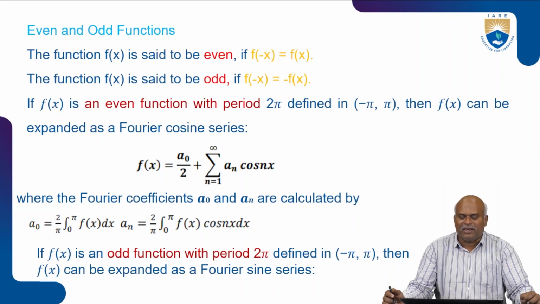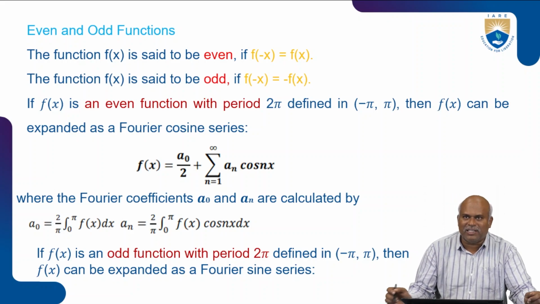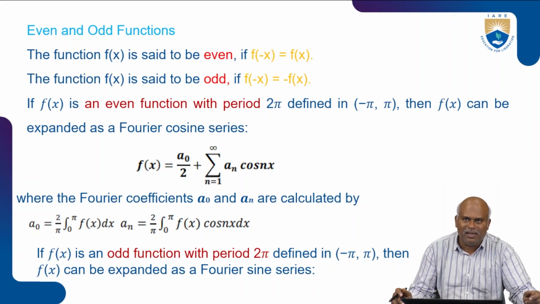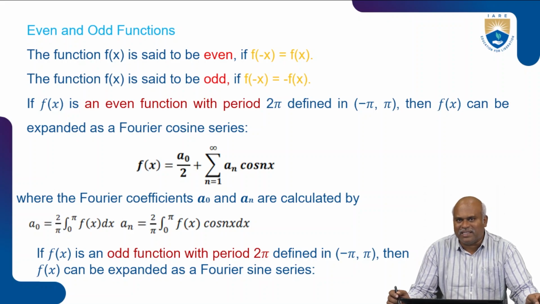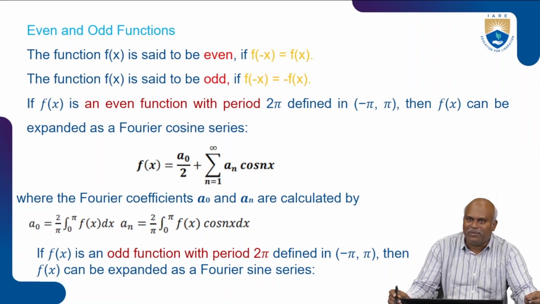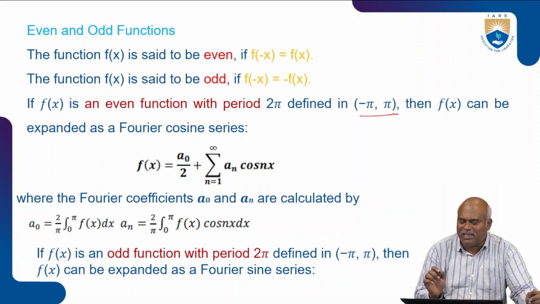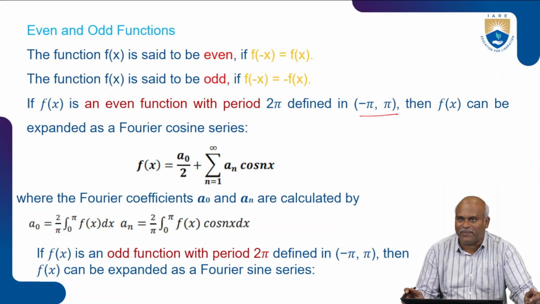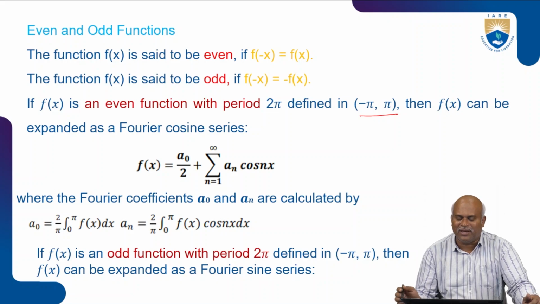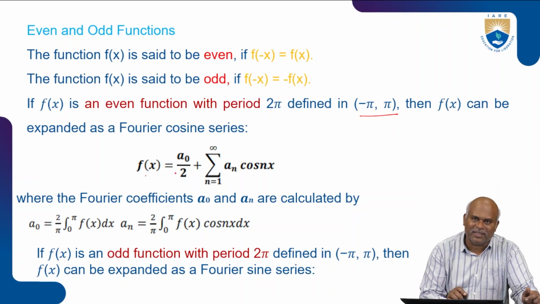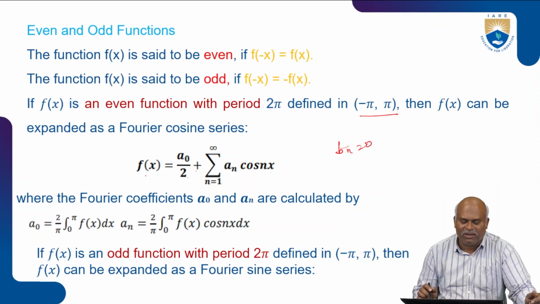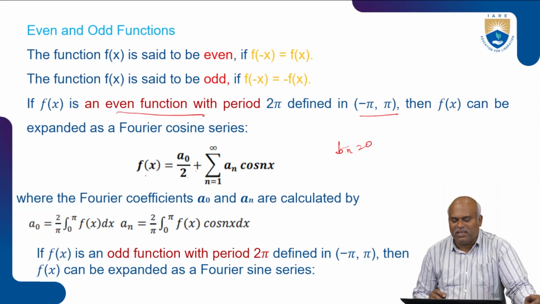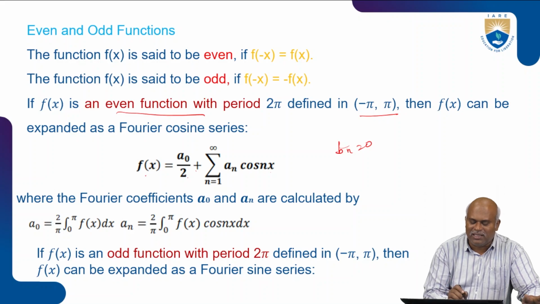The function f of x is said to be even if f of minus x equals f of x. The function f of x is said to be odd if f of minus x equals minus f of x. If f of x is an even function with period of 2 pi, in the interval minus pi to plus pi, then f of x can be expressed as a Fourier series. The Fourier series of f of x equals a0 by 2 plus summation of n equal to 1 to infinity a n cos nx. So in this condition b n equals 0 for an even function.